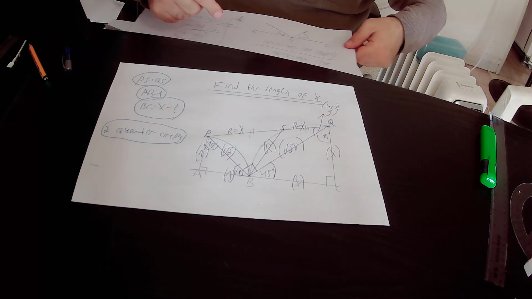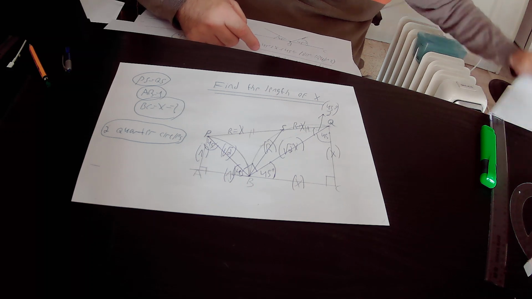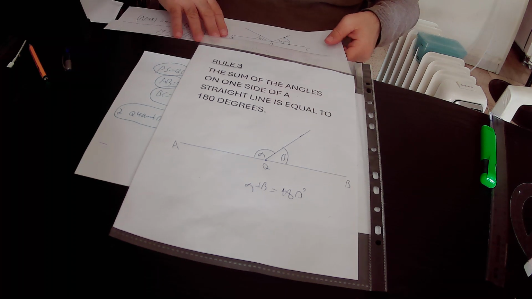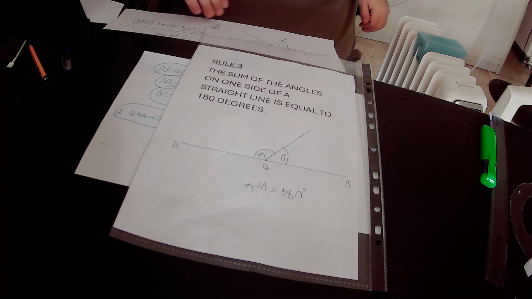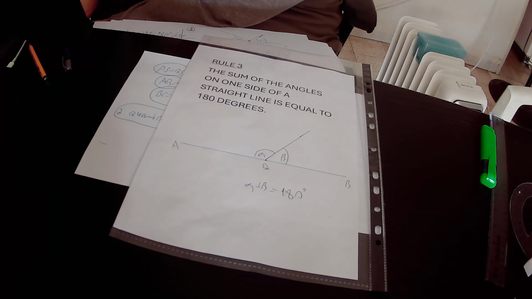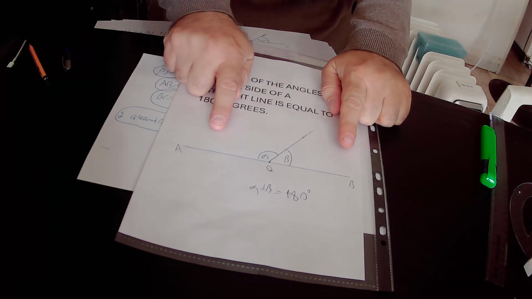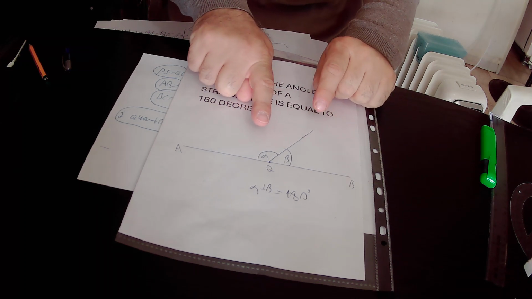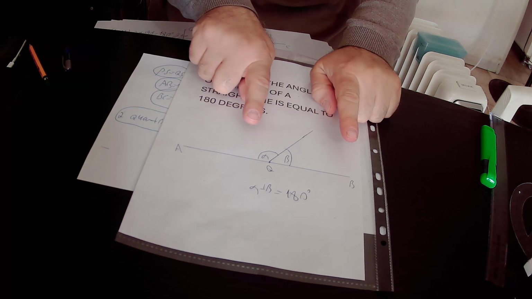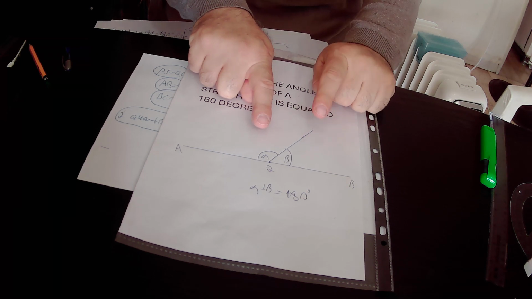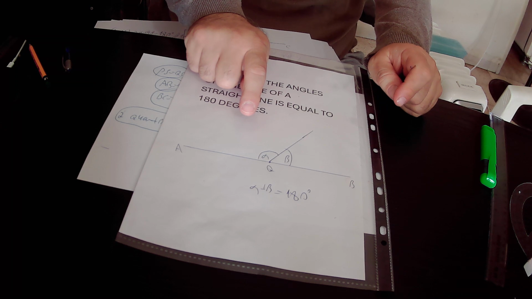Then I presented to you rule number 3, and we implemented rule number 3 in our drawing. According to rule number 3, the sum of the angles on one side of a straight line is equal to 180 degrees. So in the drawing we have the straight line AB. If we focus on the upper side of the straight line AB at point Q, the sum of the angles here must be equal to 180 degrees. So which angles do we have at the upper side of AB at point Q? We have this angle alpha and the other angle that is beta. So in total, alpha plus beta must be equal to 180 degrees.